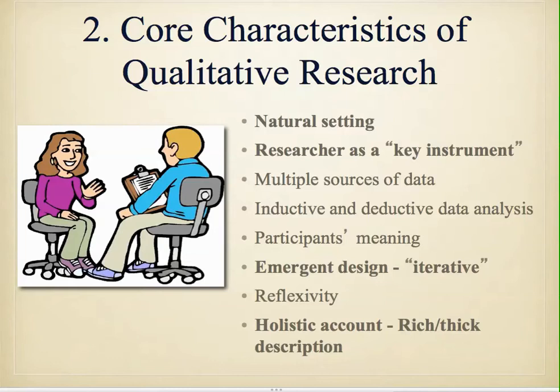These are taken from the text. I won't explain all of them, but a couple I wanted to highlight. The third from the bottom is the emergent design. We'll use the word a lot, of the process being iterative. That means you keep going back and forth between data and analysis, analysis and data analysis. You might come to some conclusions, interview somebody else, and all of a sudden your conclusions are challenged. And that's just the nature of this kind of research, and we expect that to happen.